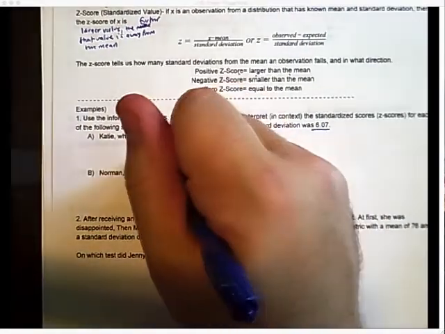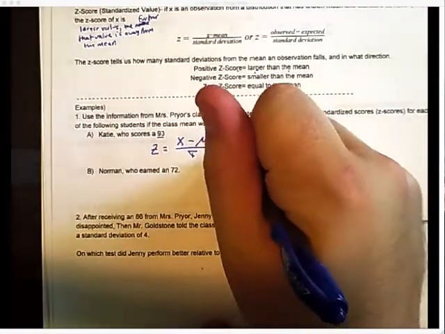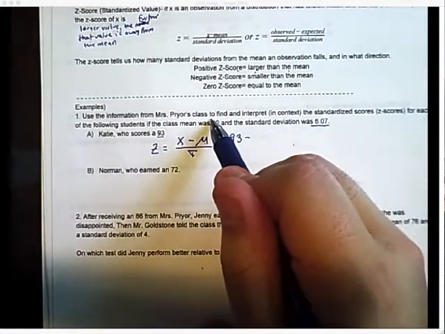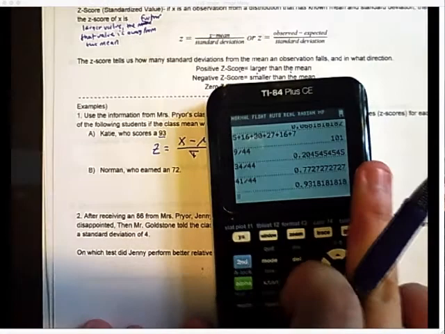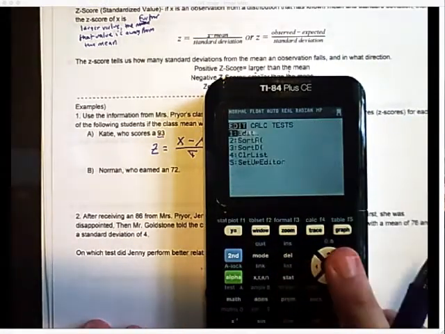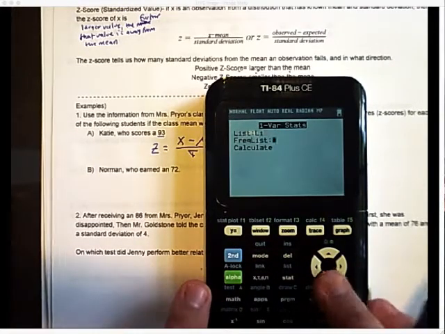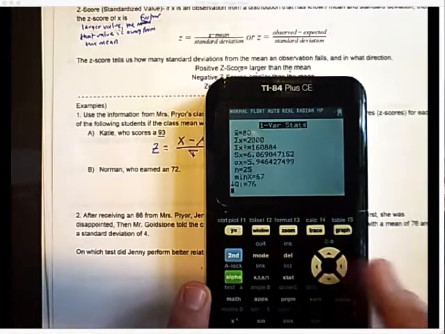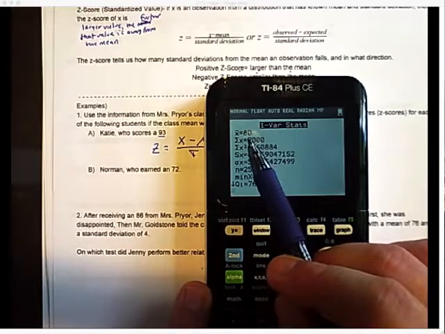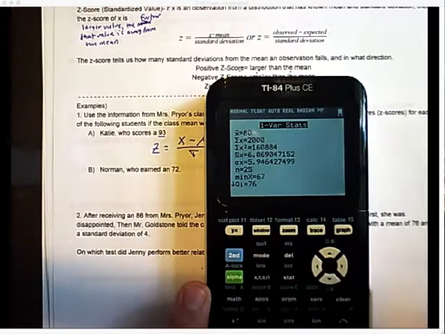So Katie scored a 93. She had the highest score in the class, if you remember. So 93 minus, they tell me here that the mean was 80. Let's confirm that real quick. Remember, my data was in list 1, so if I go to stat, calculate one variable stats, there's the mean. The mean's 80.